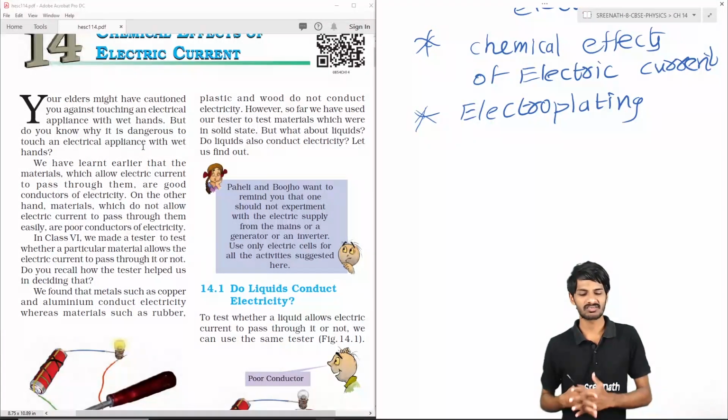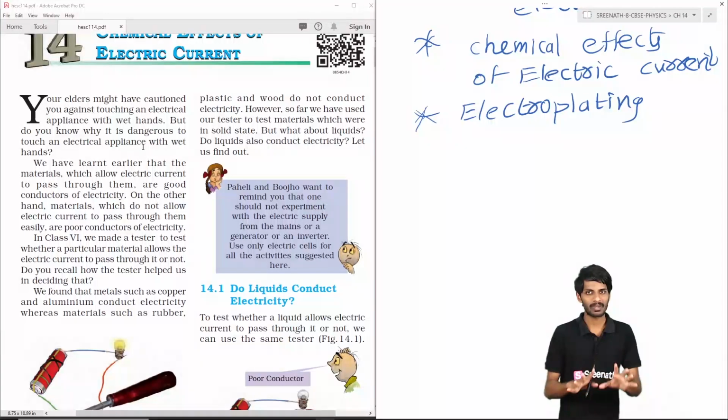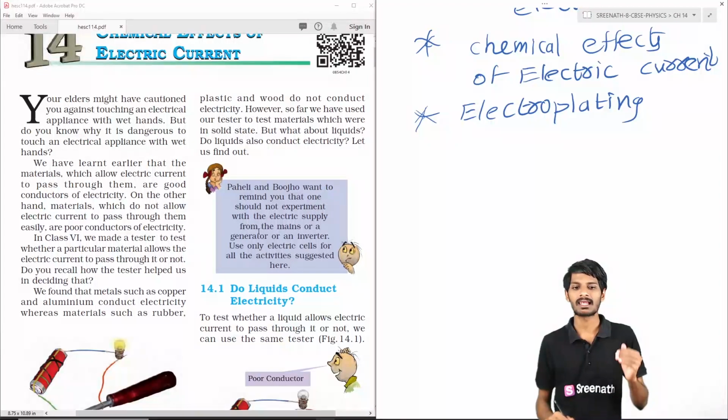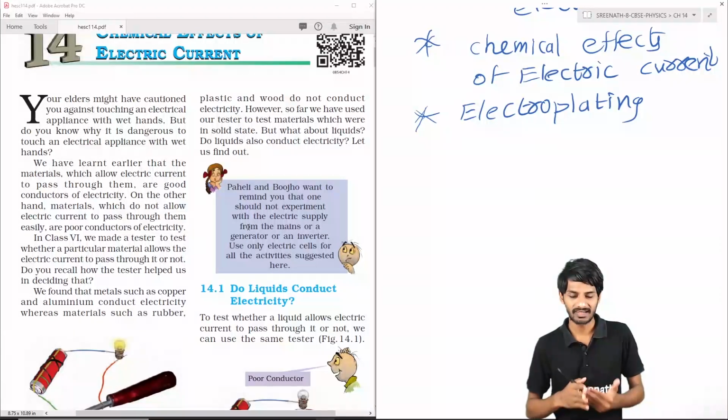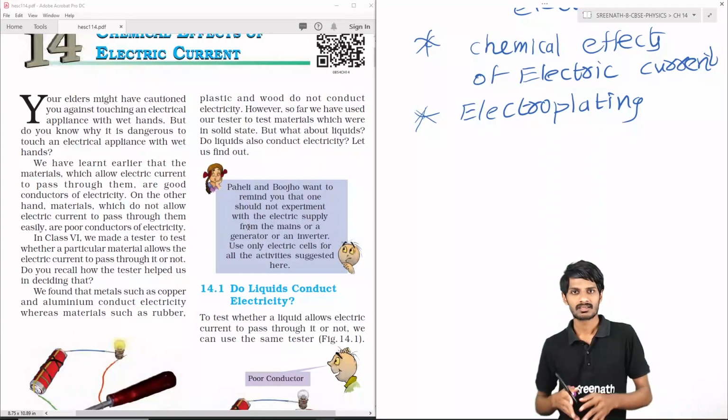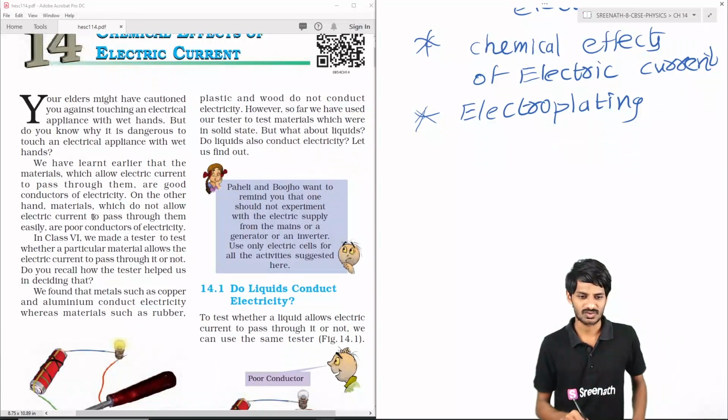Have you ever wondered, students, why sometimes your parents warn you, don't touch the electrical appliances with wet hands? If you touch the electrical appliances with wet hands, it is dangerous to you. But why? At the end of this session you are going to know the answer to that question, students.